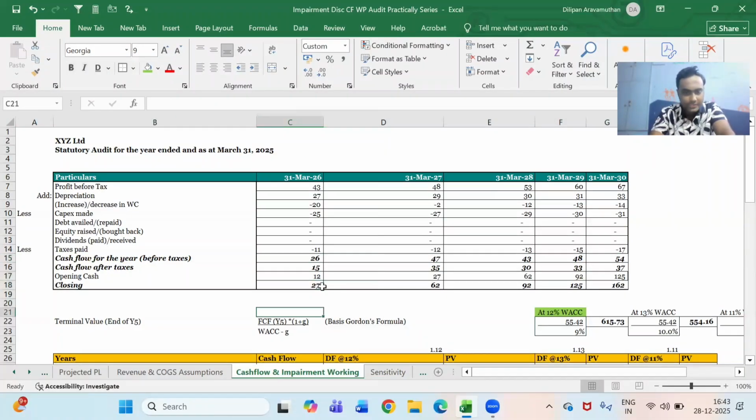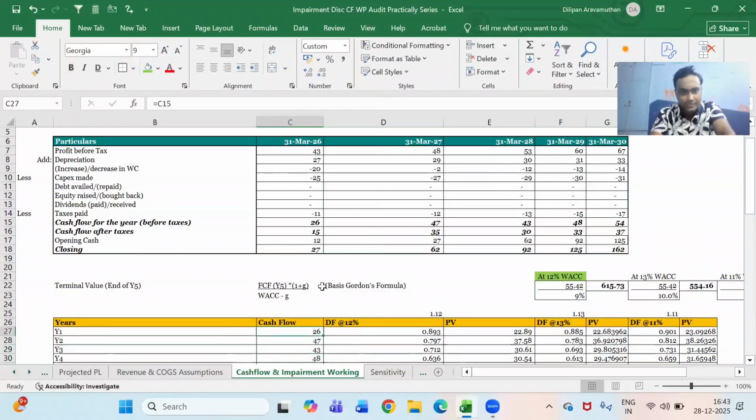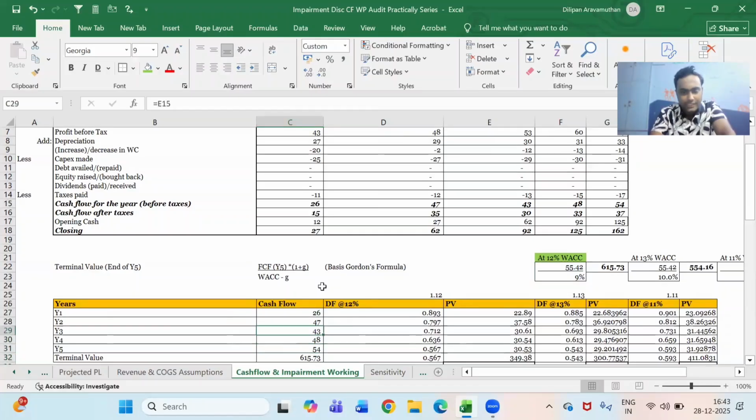If I just come down to my discounted cash flow working, and I show you the cash flow numbers, all these numbers are pre-tax, which I've taken here, 26, 47, 43, 48, 54. And we have taken a discounting factor of 12%. I'll explain the logic behind the 12%. And we have taken a growth rate of 3%. I will again explain the logic behind the 3%.